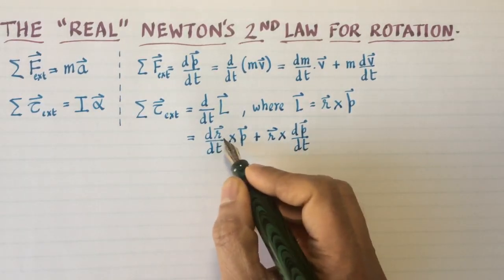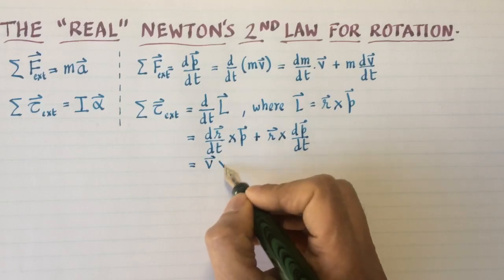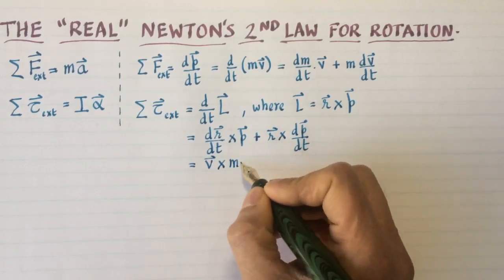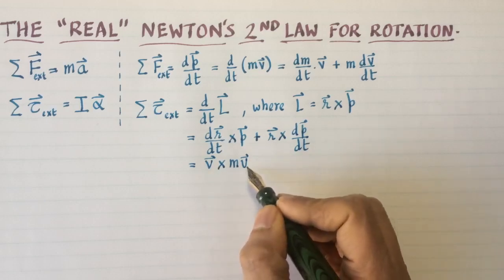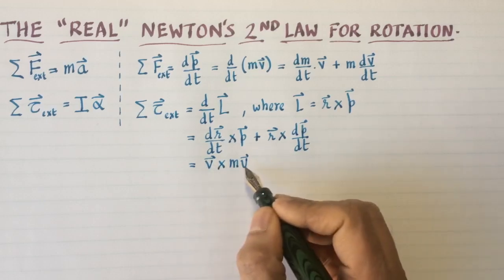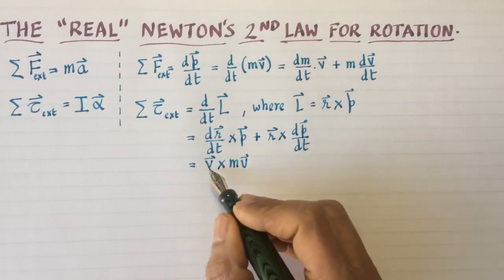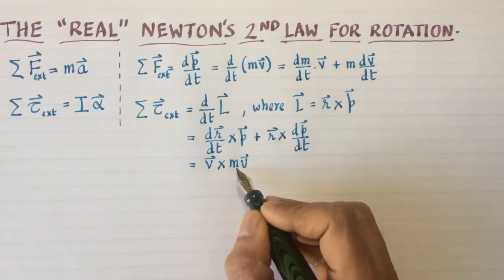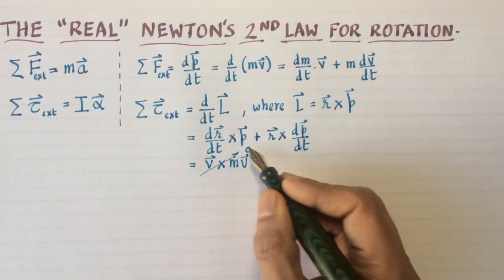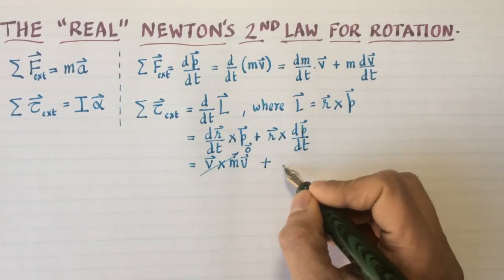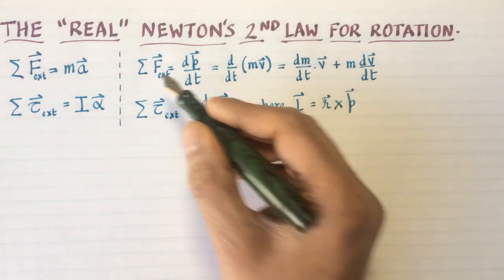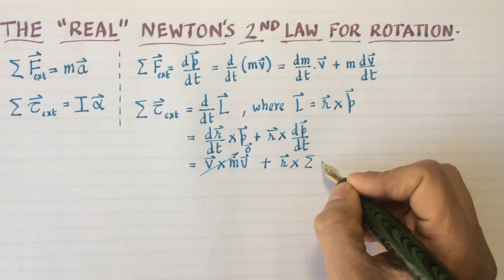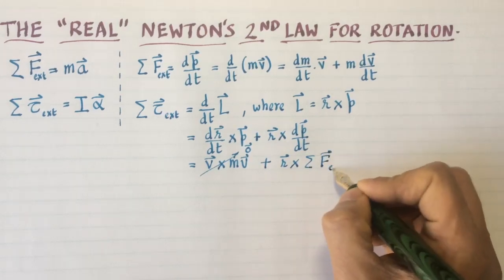Well, dr by dt is just a velocity, so I'm going to get velocity cross mass times velocity. Well, the cross product of a vector with itself is going to be 0 because the angle between the vector and itself is 0. Remember, the cross product is equal to the magnitude of one vector times the magnitude of the other vector times the sine of the angle between the two, and in this case the angle between the two is 0. So I just get r cross dp by dt, which is precisely F external. So I am getting what I expect.